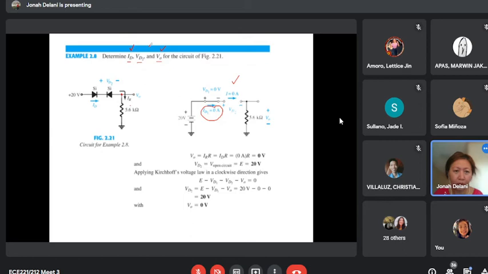What about VD2? What is the voltage there? Technically, from the previous example, it is the applied voltage, 20. VD2 is equal to the voltage of the open circuit, which equals 20.